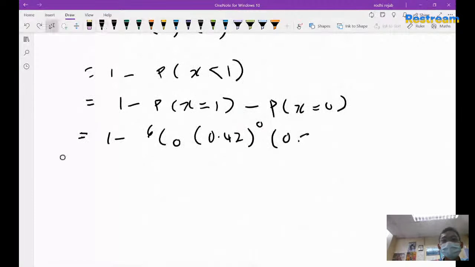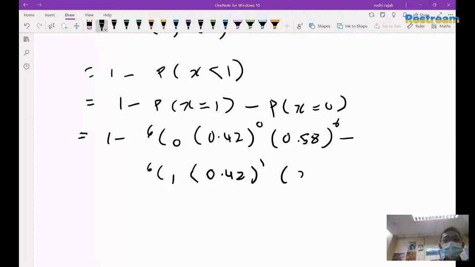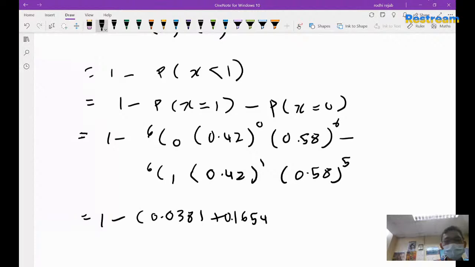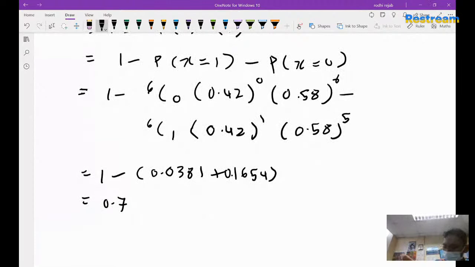0.5, 6 minus 6 choose 1, 0.4 2 1 0.58 5. Okay, and then we will get the probability, which is 1 minus 0.0381 plus 0.1654. And the answer should be 0.7965. I hope this is the correct answer because there's no answer.